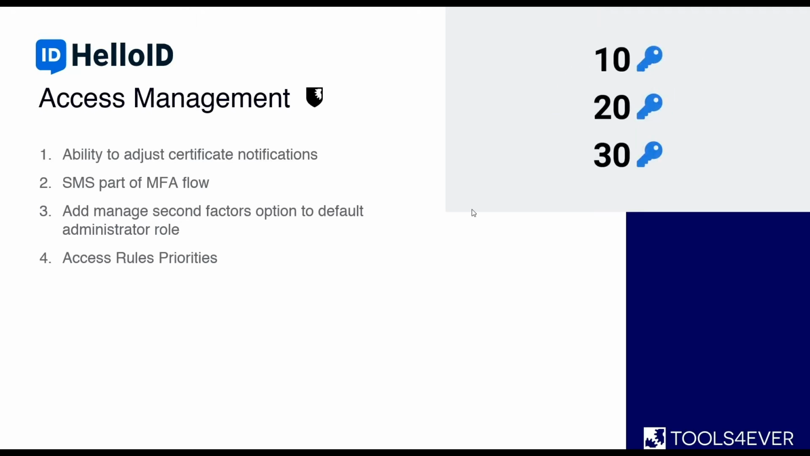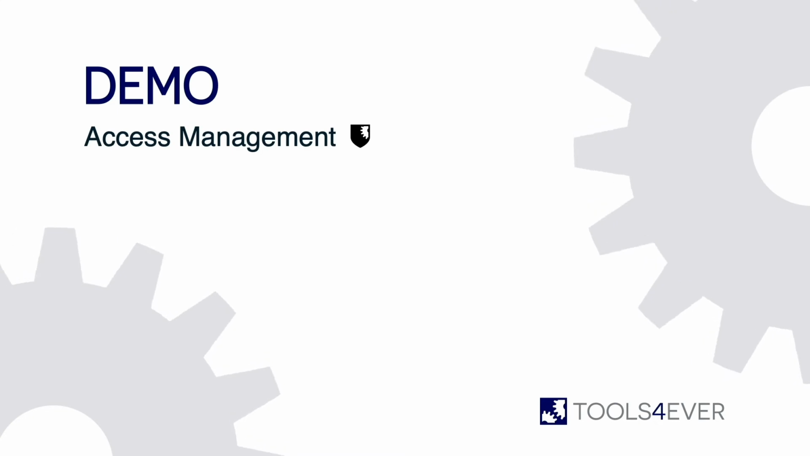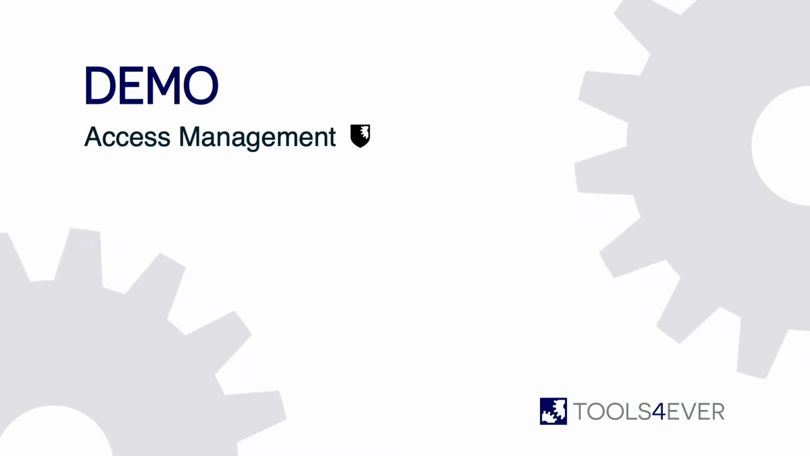The fourth item is that we now have priority sequences within the rules. You can do that for the portal, but also for the application's rules. Until this release, the rules were applied in random order. The last new item is that you can now set an IP restriction based on the IP address of the network agent. Of course, that's very easy if the office IP address is changing, and it's easier to set this restriction. Okay, let's demo these new functionalities.